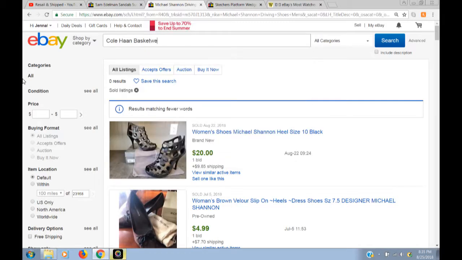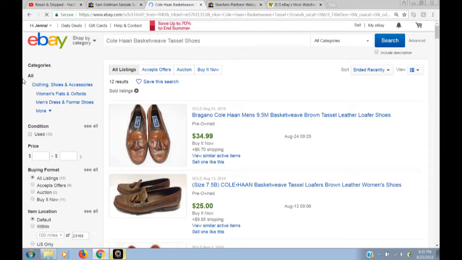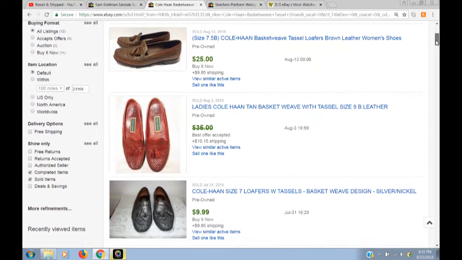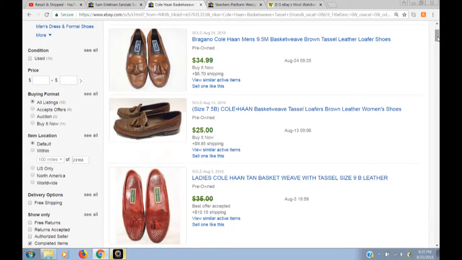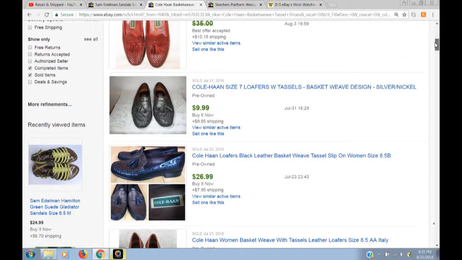So Cole Haan basket weave tassel shoes. Oh, look, here they are, pre-owned, and these are the solds. Alright, so they were a size 8.5, which is right in the middle. These are going to be going in a box, so I am not doing free shipping on them. And the only reason is because they're going to be pretty expensive. So I'll probably do something along the lines of either 25 with the $9.85 shipping like this person did right here.